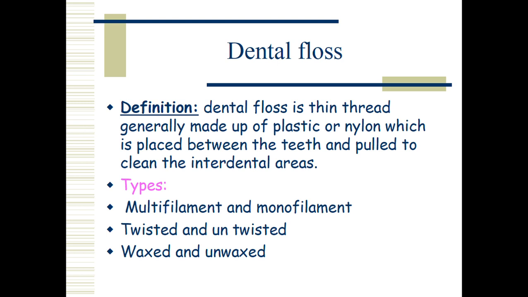Dental floss. Dental floss is a thin thread generally made up of plastic or nylon, which is placed between the teeth and pulled to clean the interdental area. Types: multifilament and monofilament, twisted and untwisted, waxed and unwaxed. They are placed not only between the teeth but also between the teeth and the implant. This point you can add here.